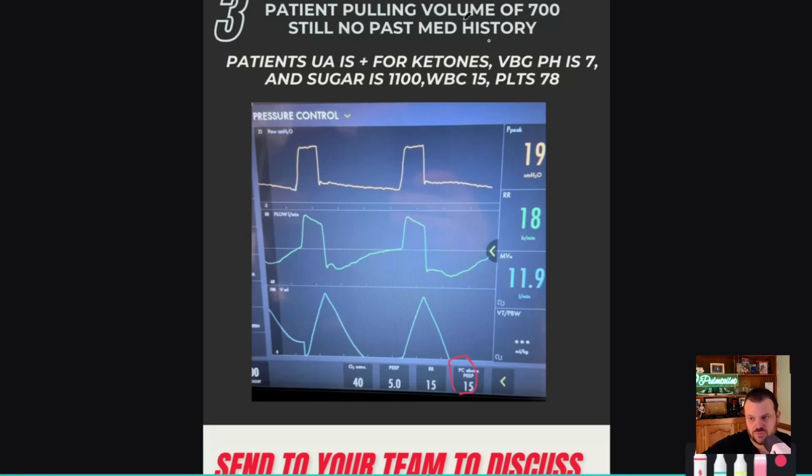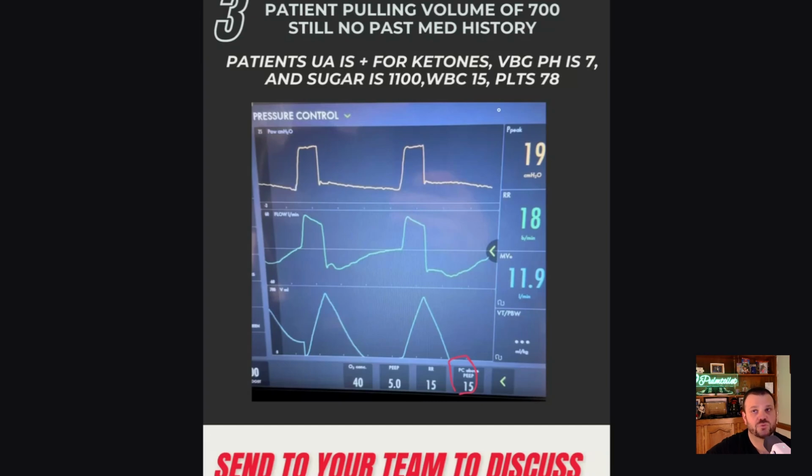In this situation, we get some more history back, some more information. So the UA is positive for ketones, VBG is 7, the sugar is 1100, white cell is 15, platelet 78. I just made all this stuff up. But what it's sort of pointing us in the direction of is this DKA picture. What we know in DKA is that the patients have a tremendous drive to breathe. So now think about what we've done.